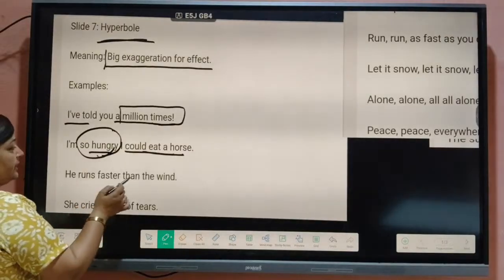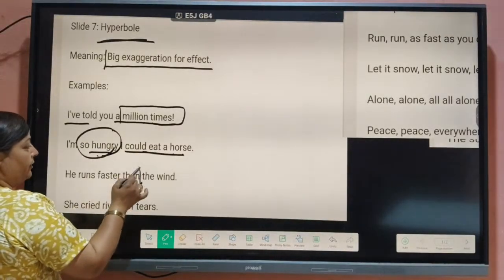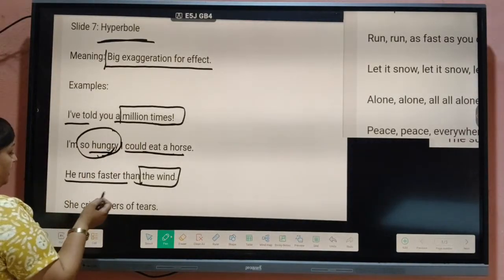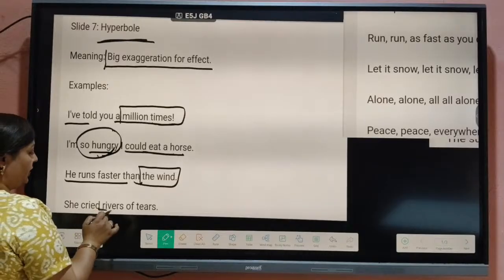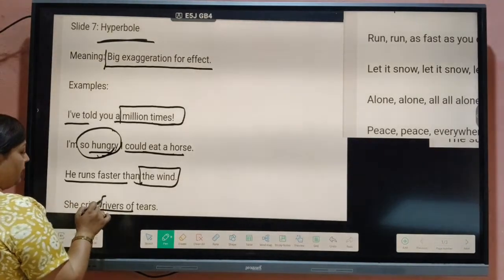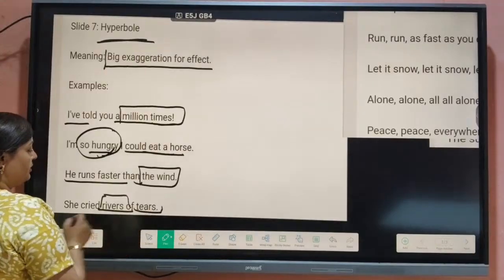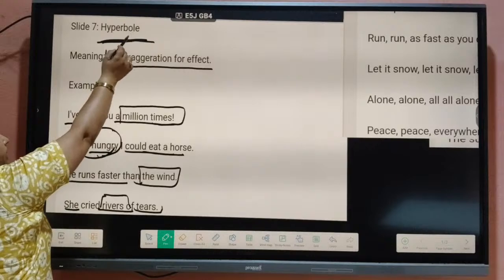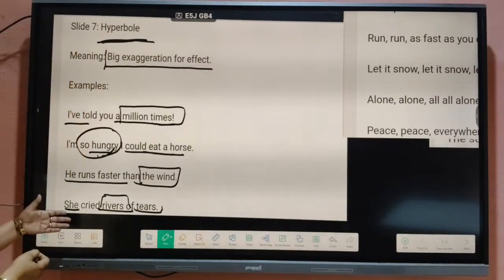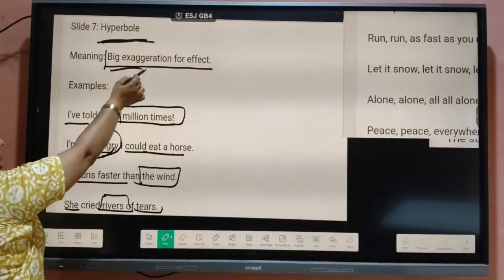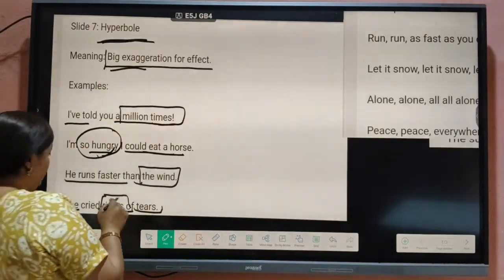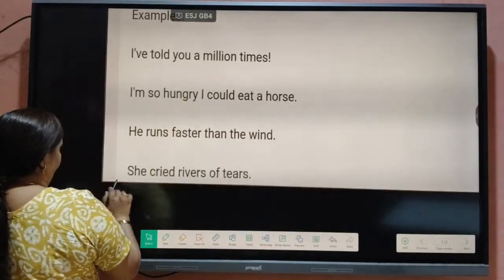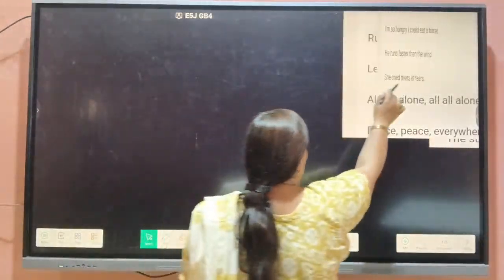He runs faster than the wind. Can anyone be faster than the wind? But he is exaggerating. That's why it is a hyperbole. She cried rivers of tears. Here also he is exaggerating. That's why here is hyperbole. What will be there in hyperbole? In hyperbole we will find exaggeration. In this way we have learnt 7 literary terms.